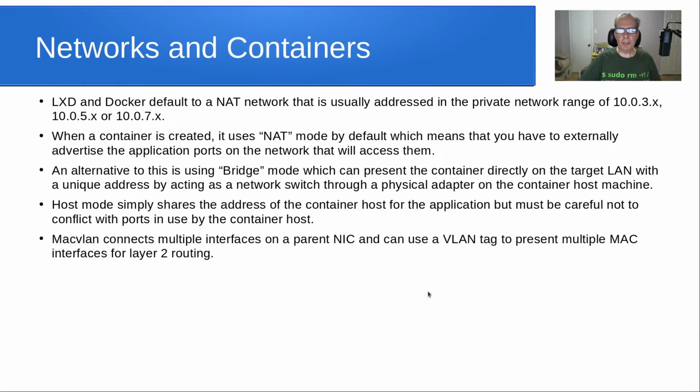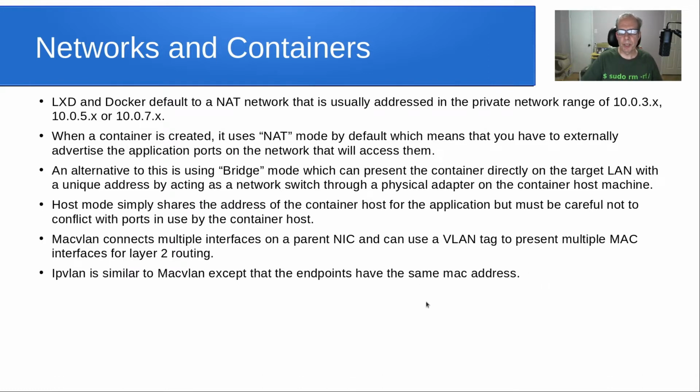And then we have something called MacVLAN. MacVLAN is kind of a multi-purpose interface, but it allows connection of multiple interfaces on a parent NIC and can also use a virtual LAN or VLAN tag to present multiple MAC interfaces for layer 2 routing. And ipvlan is similar to MacVLAN, except that the endpoints have the same MAC address.